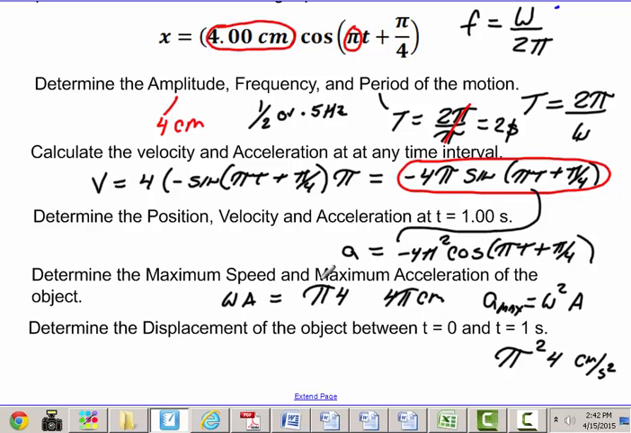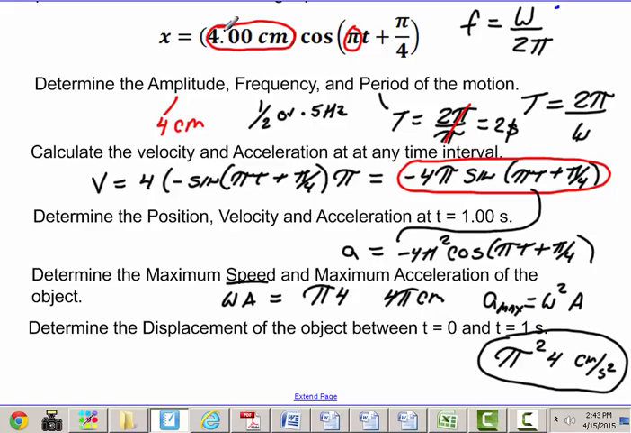Okay, now when I find maximum acceleration or maximum speed here, obviously speed, we're going to make that positive. So if you get a negative value here, then you're going to change that because it's going to be positive, because you're dealing with speed. Find maximum acceleration. Remember, that's only going to give you the magnitude value here, not the direction. Determine displacement of the object between t equals 0 and t equals 1.